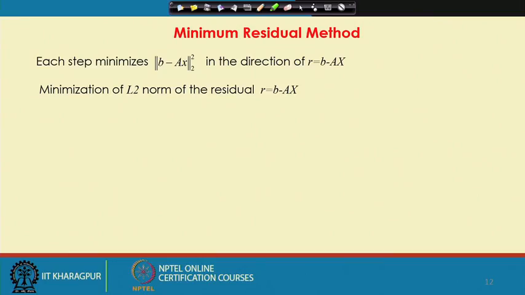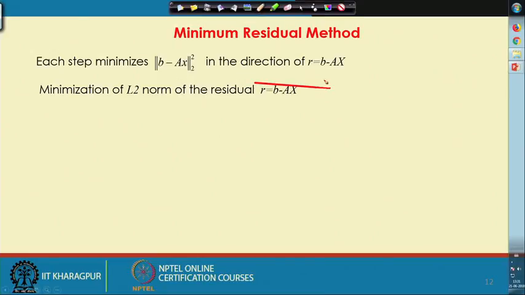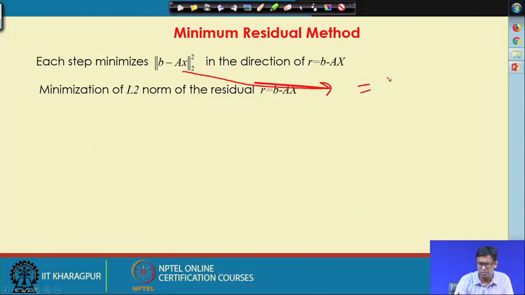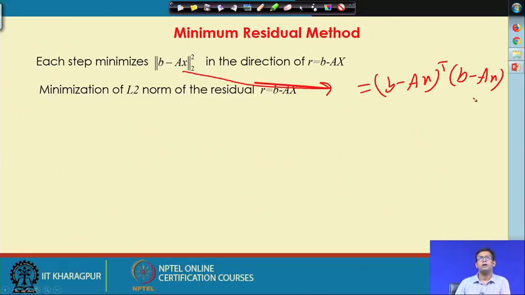Instead of finding the minimum of x transpose Ax minus x transpose b, it is finding the minimum of the L2 norm of the residual, which is b minus Ax transpose b minus Ax. So, this is equal to b minus Ax transpose b minus Ax. This is finding the minimum residual norm.